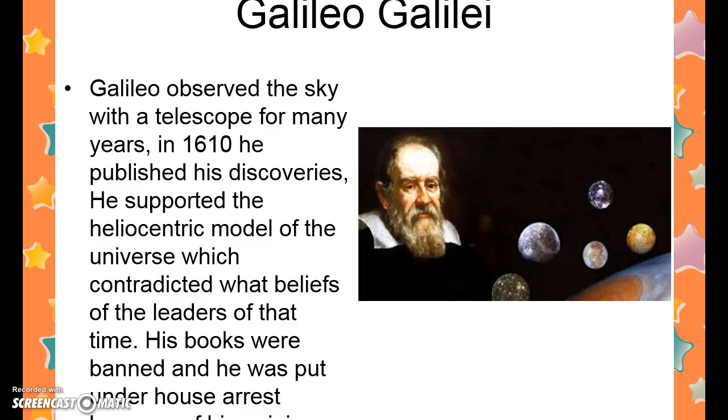Well, that caused controversy because he contradicted what leaders of that time were teaching and thought. He got in so much trouble: they banned his books, they put him under house arrest, they pretty much publicly humiliated Galileo because he contradicted their beliefs. Today, we totally know that the heliocentric model of our solar system is what's actually happening.